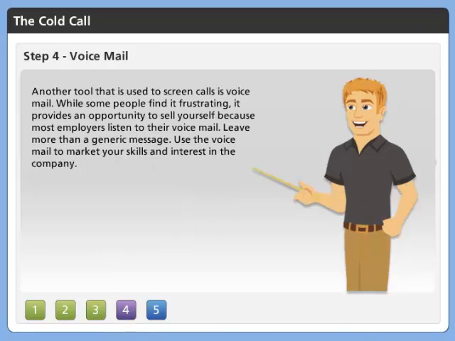The cold call. Step 4. Voicemail. Another tool that is used to screen calls is voicemail. While some people find it frustrating, it provides an opportunity to sell yourself because most employers listen to their voicemail. Leave more than a generic message. Use the voicemail to market your skills and interest in the company.